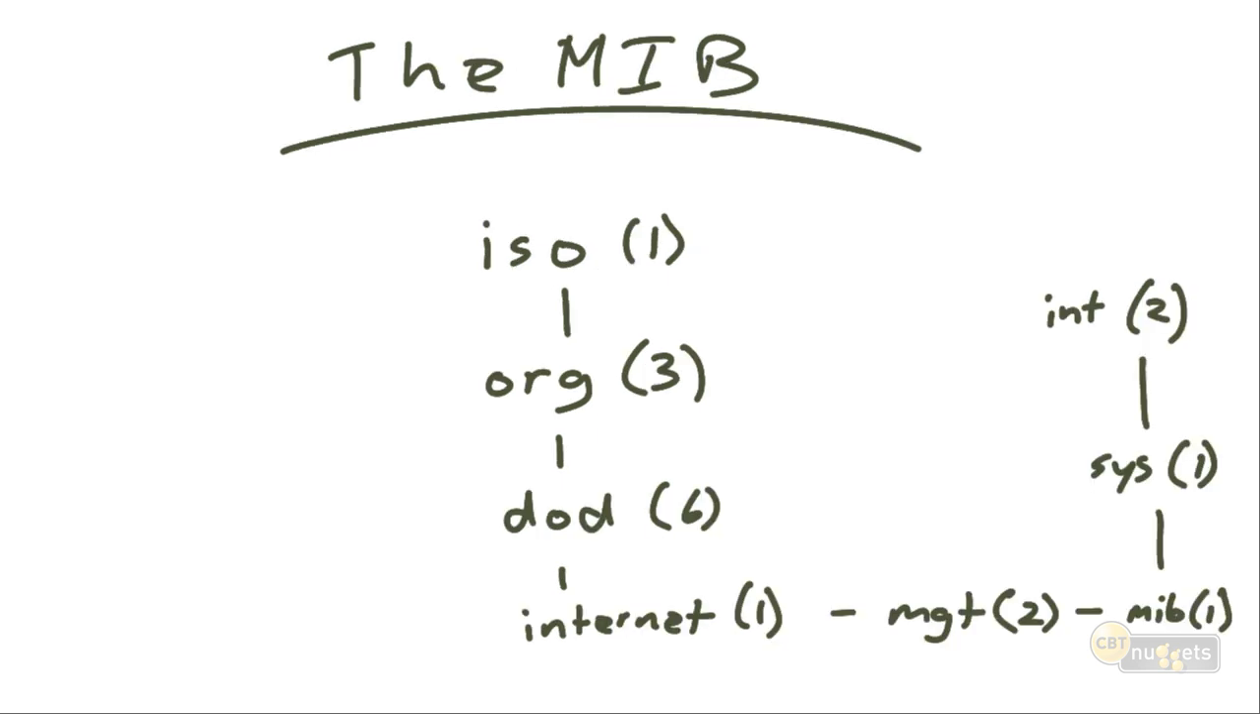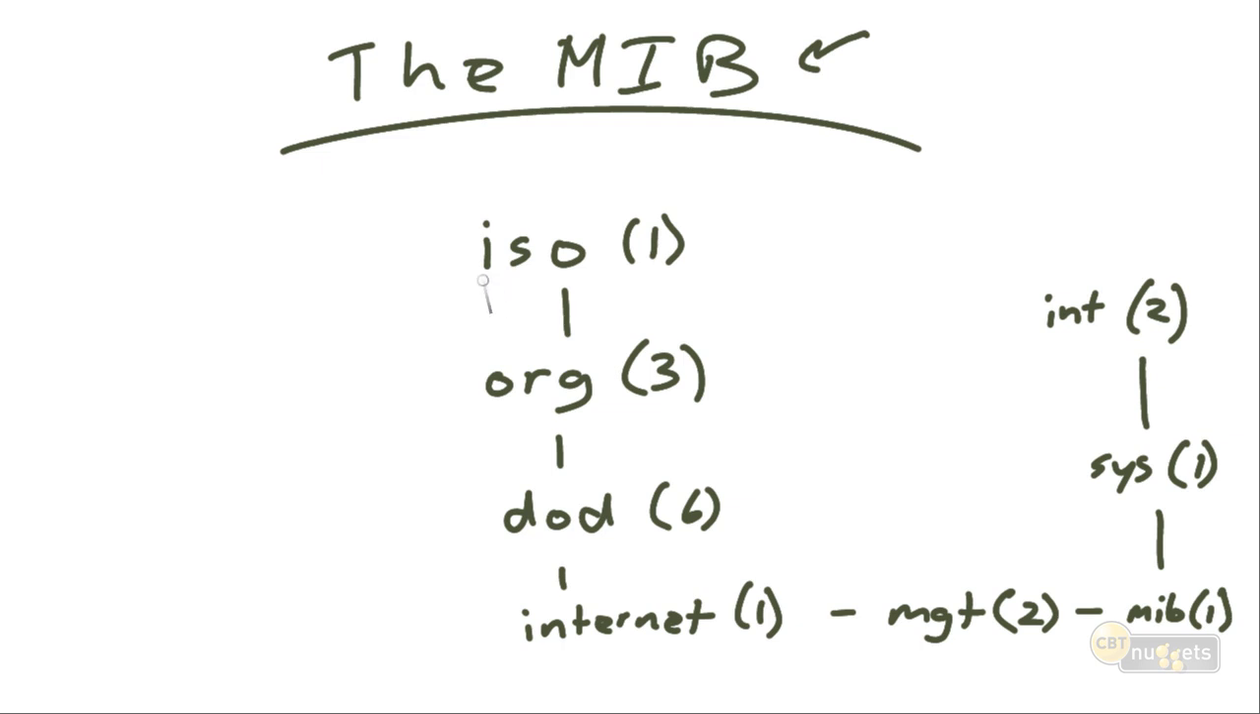Now, before we leave our discussion of Simple Network Management Protocol, let's elaborate on that standards-based database of variables for network management called the MIB, the Management Information Base. It's a tree-like standardized database structure.